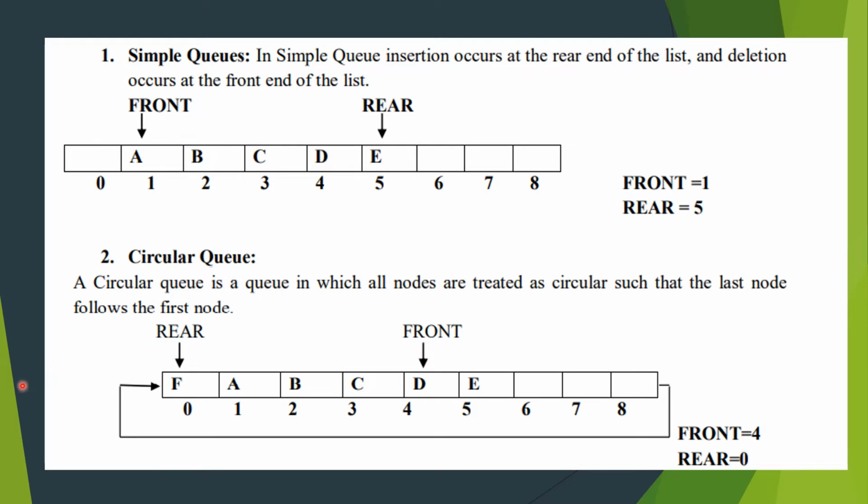The second type is the circular queue. A circular queue is a queue in which all the nodes are treated in a circular fashion, such that the last node is followed by the first node. This type of queue we call a circular queue. In this diagrammatic representation, the rear position is at position 1, where the element is F, and the front position is at position 4, where the element is D.